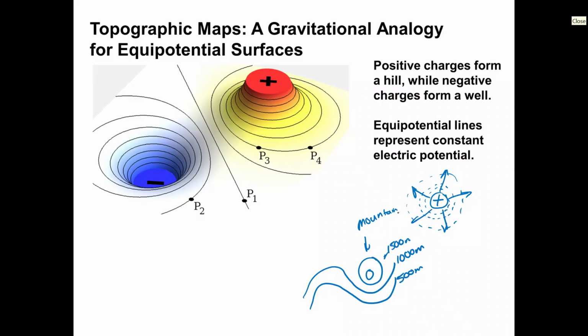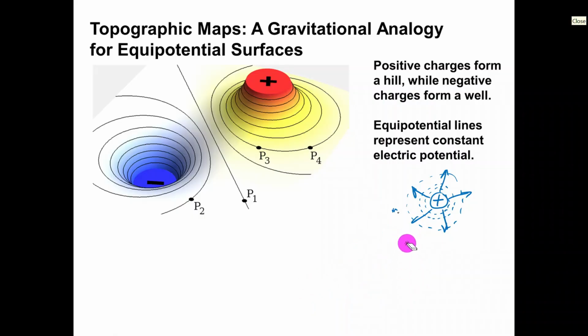The same thing is happening here. So think positive charges are always going to be at the highest potential. Negative charges are going to be at the lowest potential. Think of the positive charges as a hill and the negative charges as like a well or like a valley. So the equipotential lines represent lines of equal potential. That's where V is constant, where our capital V is constant. That's where our equipotential lines are.